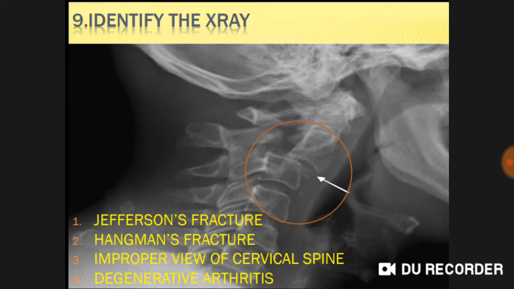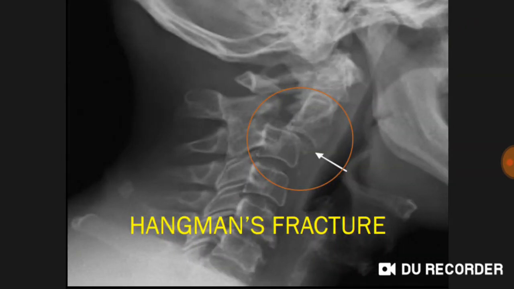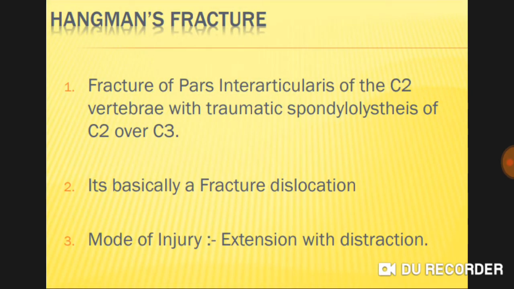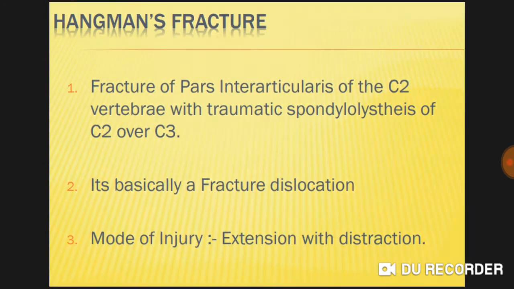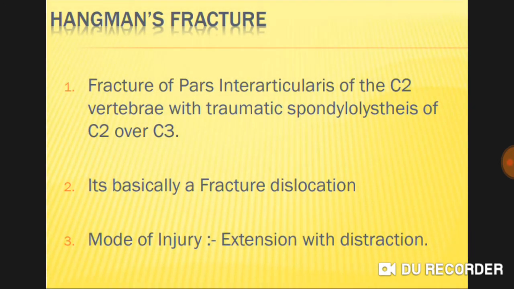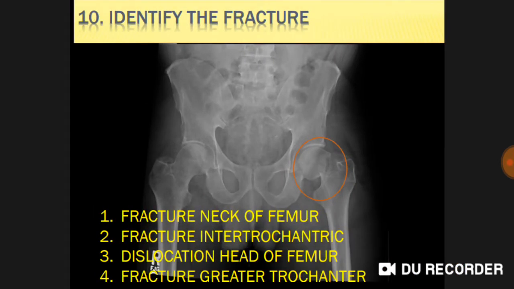Identify the X-ray. What is this? This is a hangman fracture, like the appearance of a Scottish dog. Hangman fracture. Okay. Fracture of pars interarticularis of C2 vertebra with traumatic spondylolisthesis of C2 and C3. It's basically a fracture dislocation, mode of injury, extension with distraction. Okay.